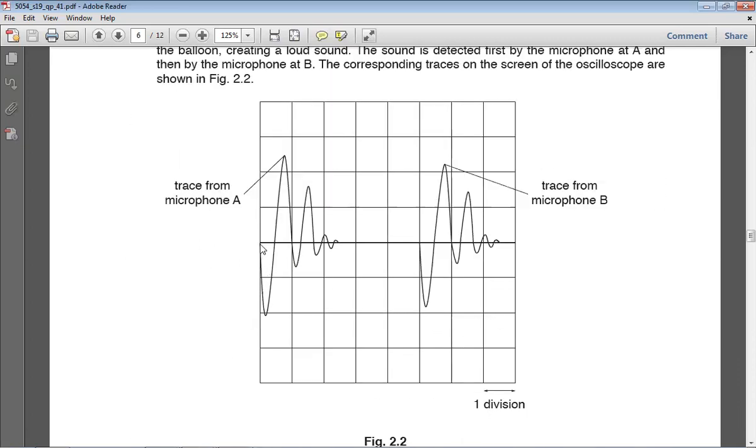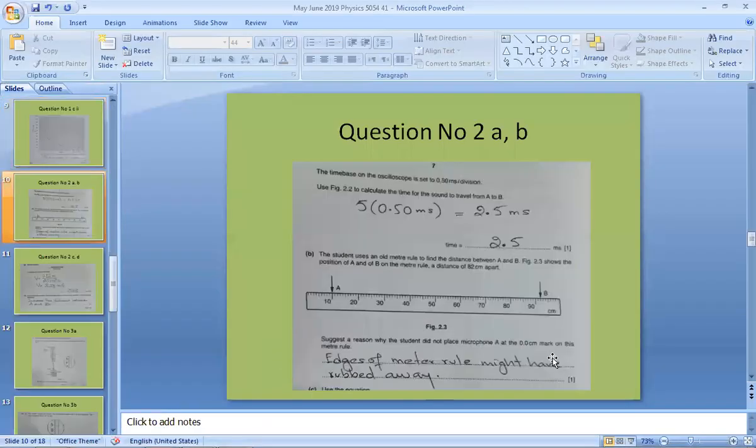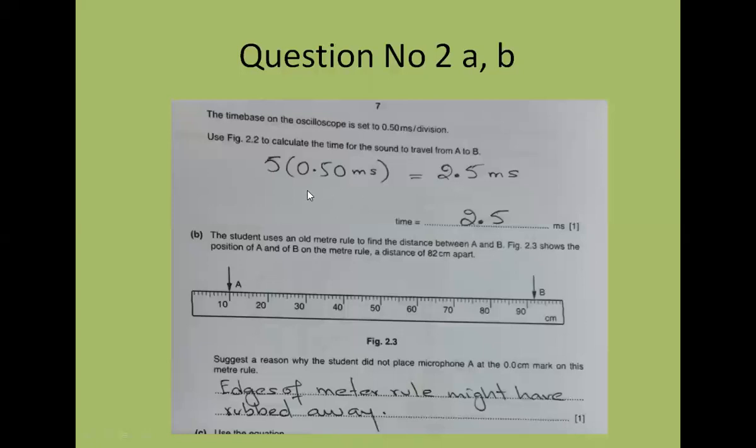The method is very simple. From here the sound started at A, and here the sound started at B. So 1, 2, 3, 4, 5. There are five divisions between the sound at A and the sound at B, and each division represents 0.5 milliseconds. So the total time will be 5 multiplied by 0.5 milliseconds. Let me show you how I have done this. So there are five divisions, so 5 multiplied by 0.5 milliseconds will be 2.5 milliseconds.